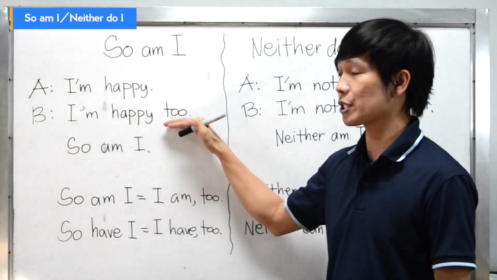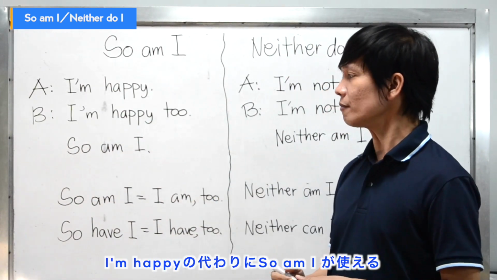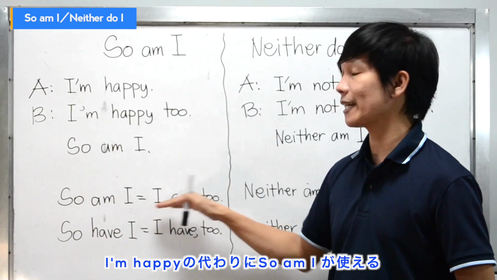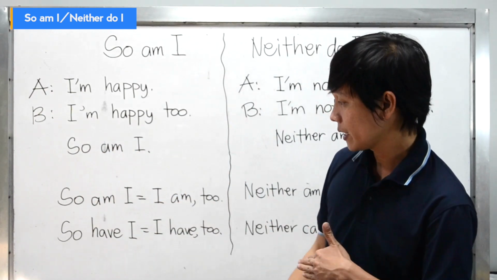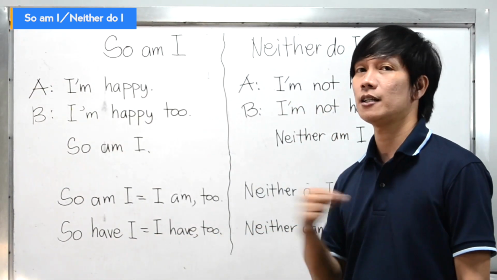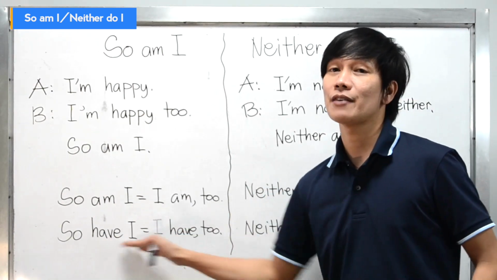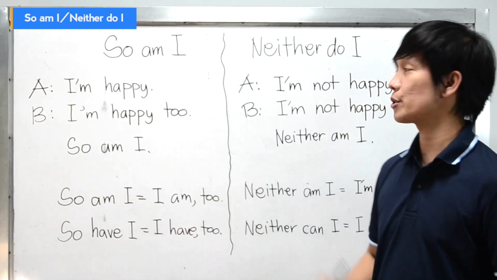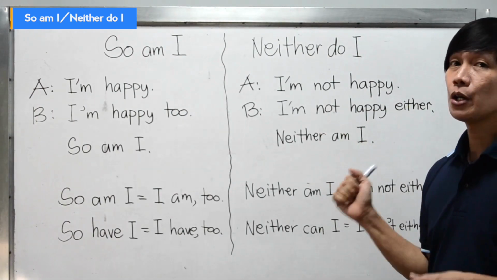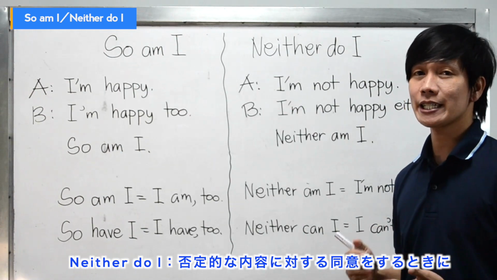Instead of using this structure, you can also use this. So am I. Okay, so am I, it has the same meaning with I am too. The same with so have I, it has the same meaning with I have too. Like, I have a girlfriend, and then you respond, so have I. It means I have a girlfriend too. Well, neither do I. So remember, we use neither do I to show agreement with negative statements.